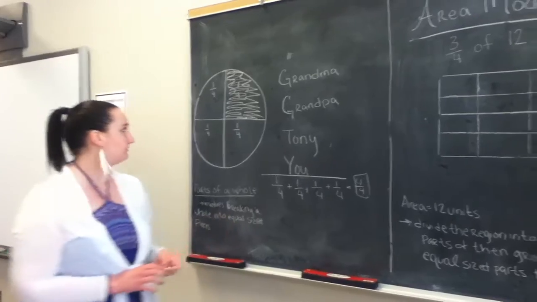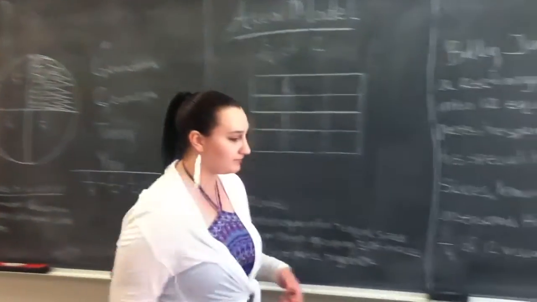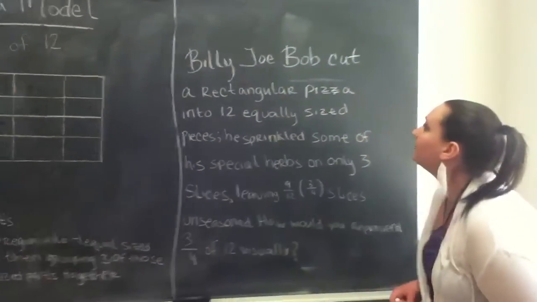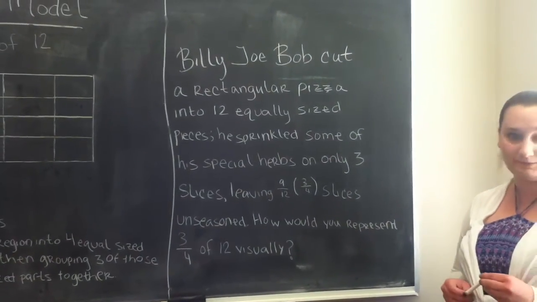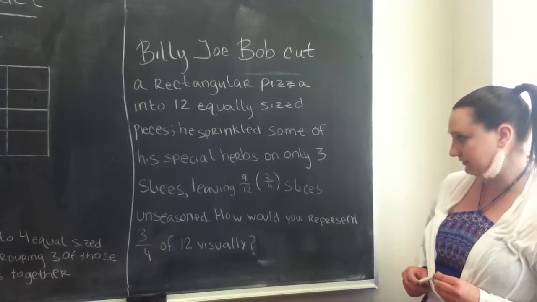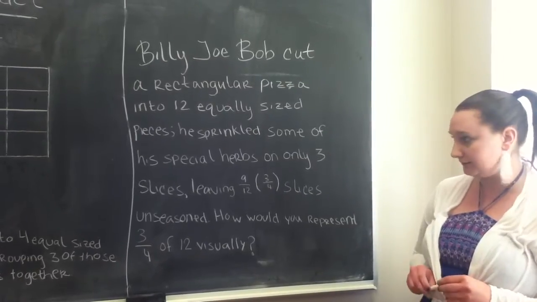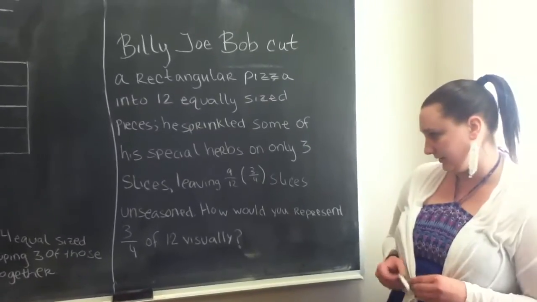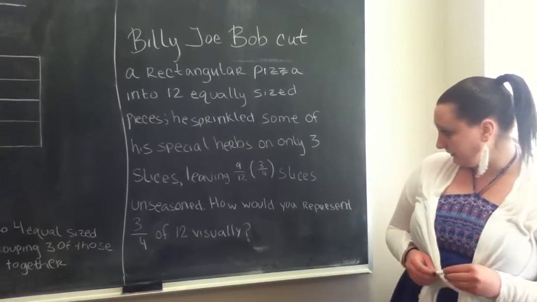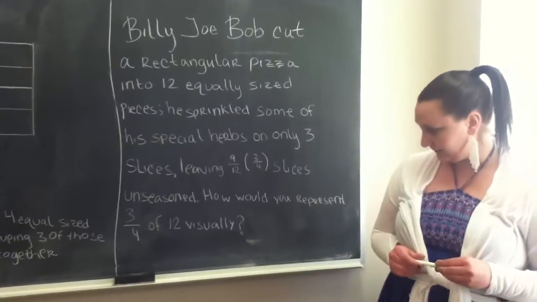Okay, so moving on to our word problem. On the board we have Billy Joe Bob cut a rectangular pizza into 12 equally sized pieces. He sprinkled some of his special herbs on only 3 slices, leaving 9 out of 12, or 3/4 slices, unseasoned. How would you represent 3/4 of 12 visually?